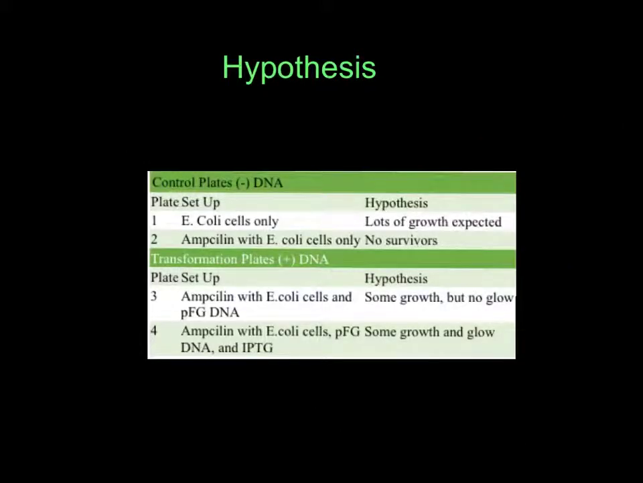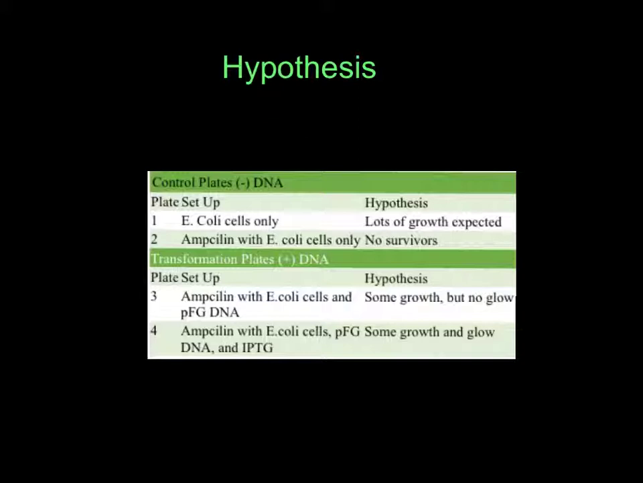For this experiment, we had 4 plates. Plates 1 and 2 were our control plates, where they did not receive the GFP DNA. Plate 1 contained only E. coli cells, and without any disturbing factors, we expected lots of growth. Plate 2 contained ampicillin with E. coli cells only. Because they did not receive the GFP DNA, and therefore the gene that builds resistance to ampicillin, we expected no survivors.